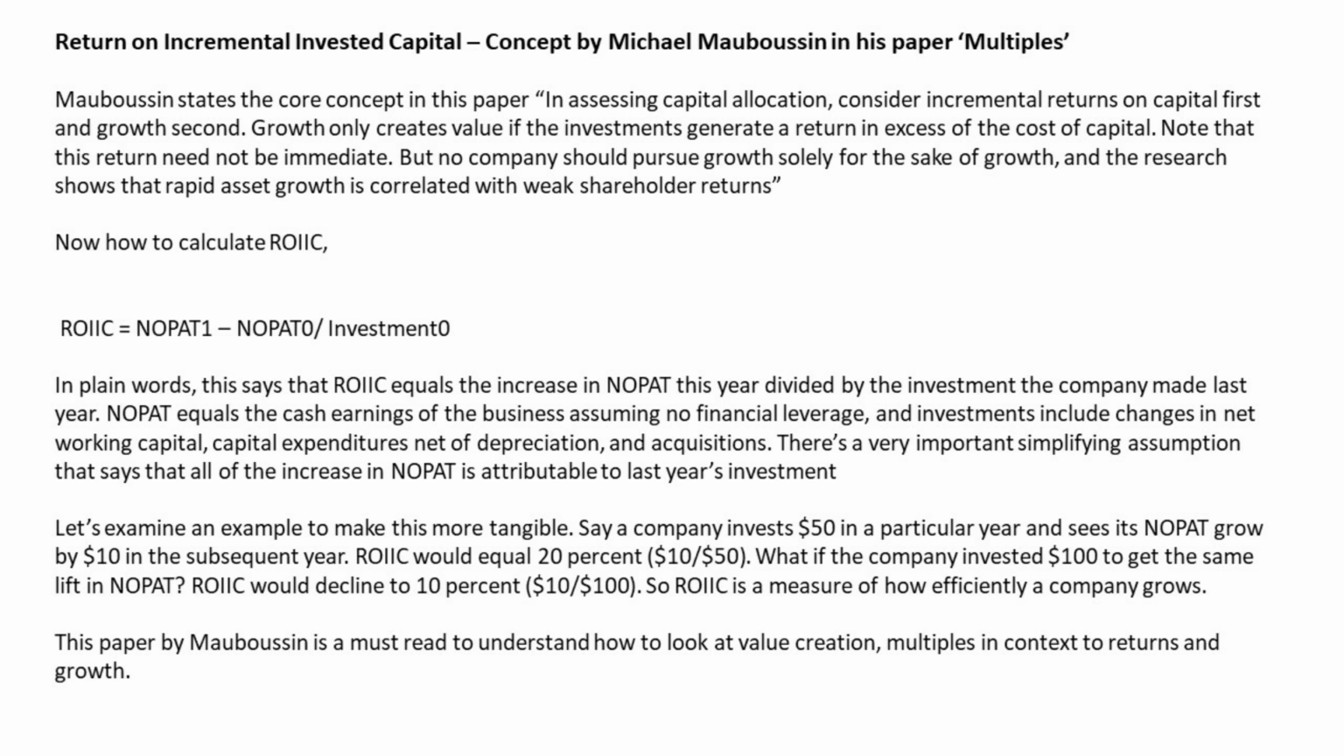Let's examine an example to make this more tangible. Say a company invests $50 in a particular year and sees its NOPAT grow by $10 in the subsequent year. The ROIC would equal 20%, which we arrive at by $10 over $50. What if the company invested $100 to get the same lift in NOPAT? ROIC would decline to 10%, and that is 10 over 100. So ROIC is a measure of how efficiently the company grows.